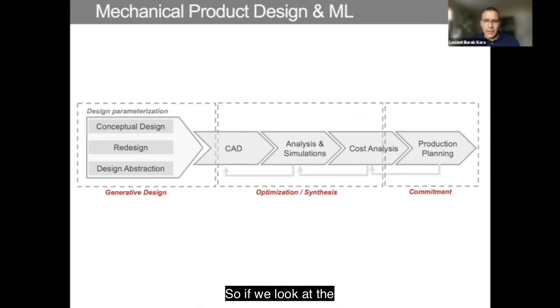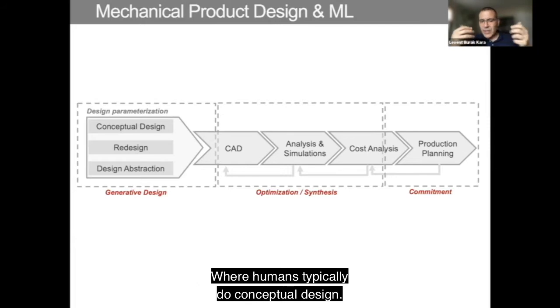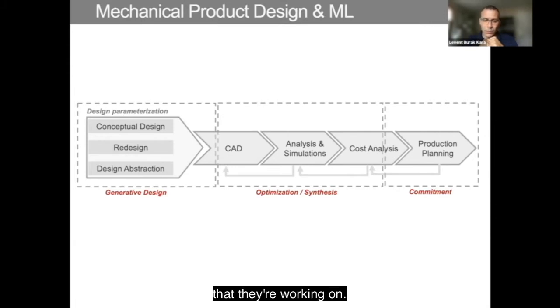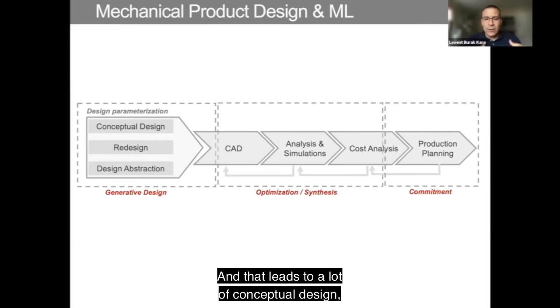So if we look at the traditional mechanical engineering pipeline, and if we were to cluster it into the three main groups, you can call the very first step in engineering design as the generative design phase, where humans typically do conceptual design. They may take an existing design and redesign it. They may look at past repositories of design to come up with an abstraction of the design problem that they're working on. And that leads to a lot of conceptual design, early exploration, and so forth.